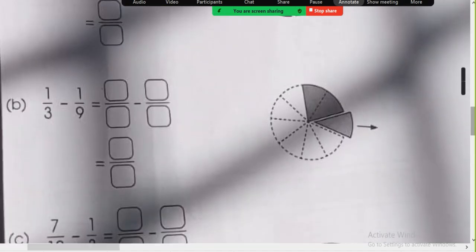Okay, let's do this new one. 1 by 3 minus 1 by 9. Here again, the denominator is not the same. So, what will we do? First of all, we will make the denominator the same.